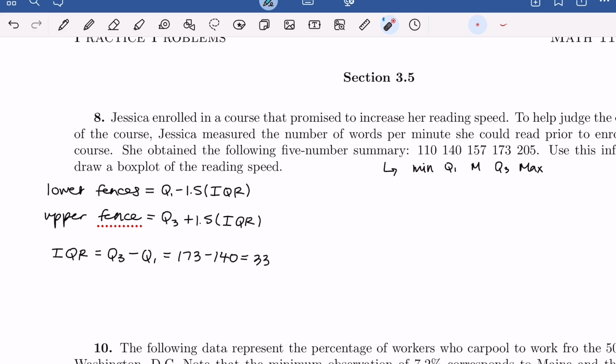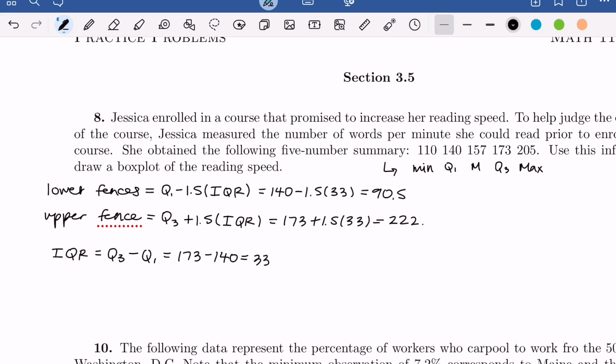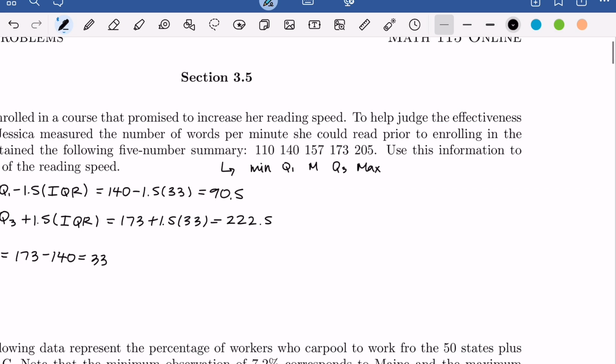So now we're going to plug this 33 value into this IQR here, along with our Q1 and Q3 values. Doing so, we're going to have 140 minus 1.5 times 33 for our lower fence, which gives us 90.5. And doing the same thing for our upper fence here, we're going to have 173 plus this value, which gives us 222.5. All right, so with this information, we can draw our box plot. So let's do this on the side here.